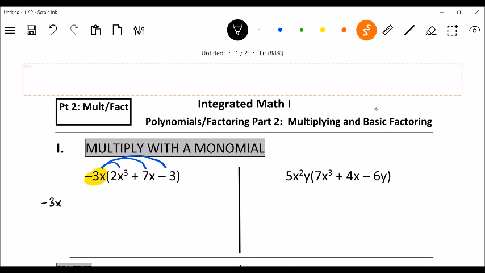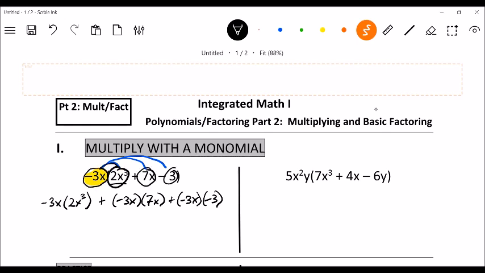We're going to have negative 3x times the 2x to the third power. That's the first one of these. And then we're going to add to it that negative 3x times the 7x, the second one. And then we're going to add to it that negative 3x times the negative 3. So what we're doing is this negative 3 times this first one, then the second one, then the third one. Just distribution. So when we do that, we have the negative 3 times the 2 is a negative 6.